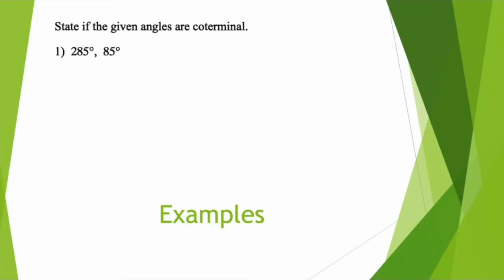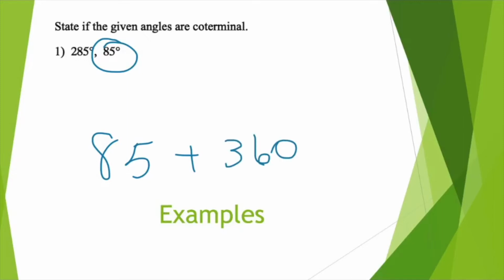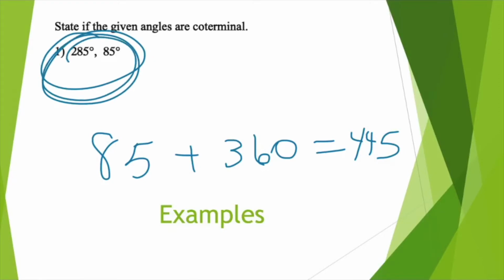Let's do some examples from your homework. We want to know if these two angles are coterminal. If I took the 85 degrees and added 360 degrees, I would get 445 degrees. That does not equal the 285 that we thought it would be. So no, these are not coterminal.